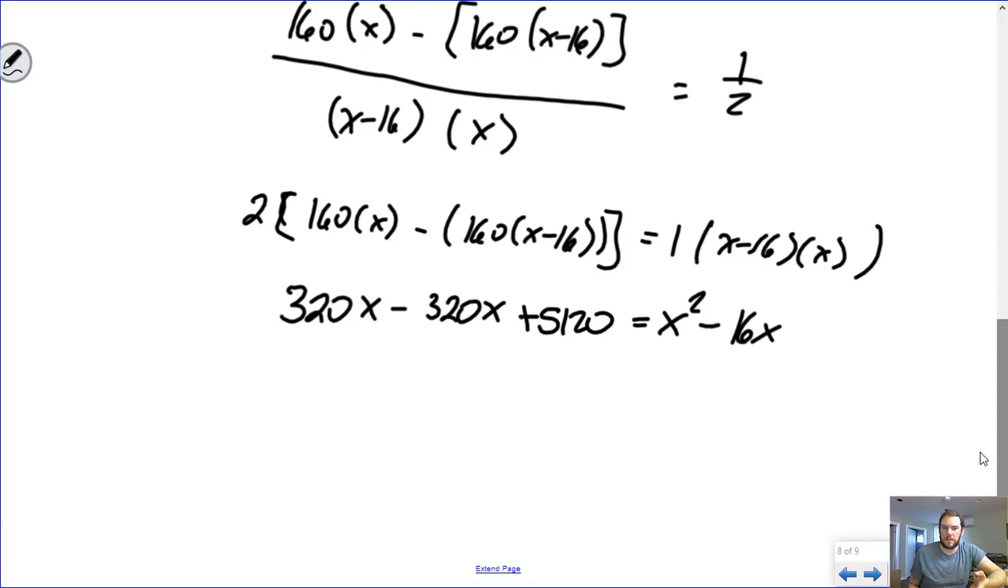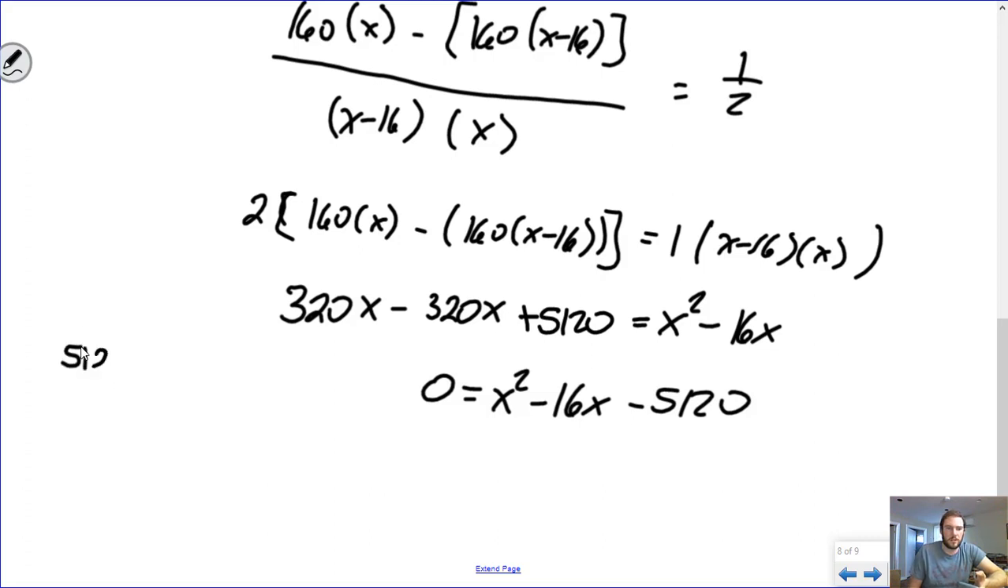Right, so now if I move everything from one side to the other, I'm left with 0 is equal to x squared minus 16x minus 5,120. Right, so now this thing could possibly be factored. We could use the quadratic formula. If I wanted to figure out if this could be factored, I'd start looking at the factors of 5,120. So that's 5,120 and 1. And because it's negative, one of them is going to be positive, the other has to be negative. And we're looking for negative 16, so the difference between the two.